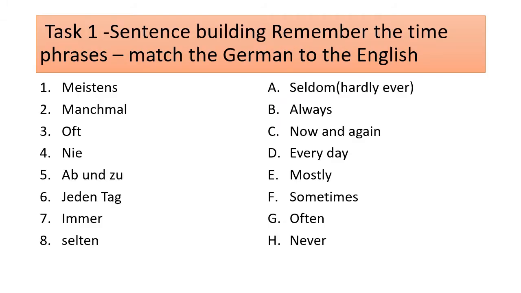For this first task, I want you to just do a bit of revision on time phrases because we're going to look at how we use them in a sentence and how they affect the word order. Down the left hand side you've got your German: meistens, manchmal, oft, nie, ab und zu, jeden Tag, immer and selten. I want you to simply match them up with the English meanings on the right hand side. Fairly straightforward.